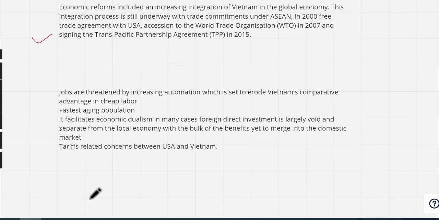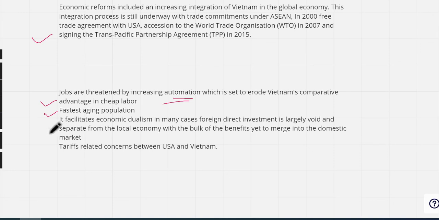Now, apart from these positive signs, what could be the challenges to Vietnam's economy? Number one, as automation is increasing, it can actually challenge Vietnam's cheap labor. Then the fastest aging population in Vietnam. Then economic dualism, where it is allowing foreign direct investment, at the same time, it is not reaching the domestic market.